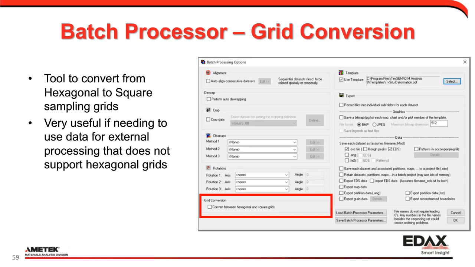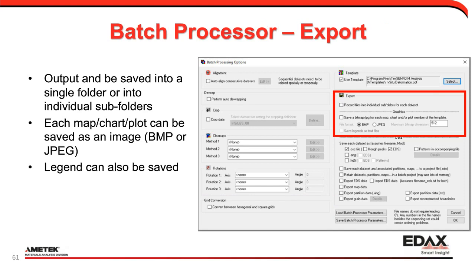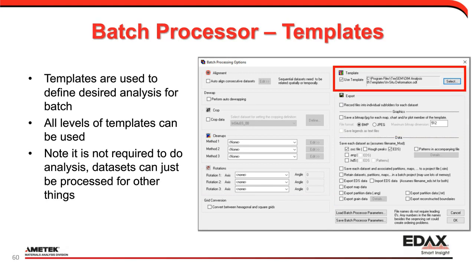Here, I went one too fast. This is where we decide if we want to use a template again. So you can see templates are used many different places, and batch processor is one of them. And we can select all levels of templates. But really, I wanted to point out at this stage, this tool doesn't necessarily have to be used to create images and do analysis. You can see there's lots of other tools that can be used just to process your data as a batch.